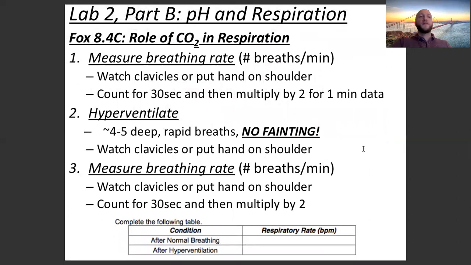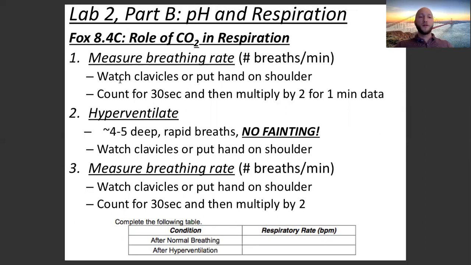Next up, we have Fox 8.4c, the role of CO2 in respirations. So measure breathing rate. In this experiment, we're in our groups, and we measure the breathing rate of some members of our group. There's a few ways that you can measure breathing rates.